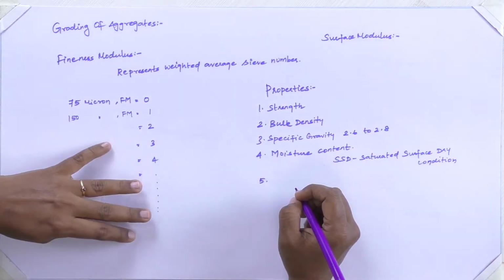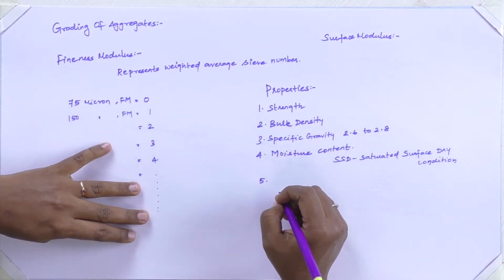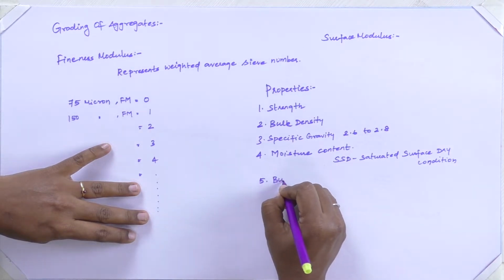The adsorption capacity of coarse aggregate will be in the range of 0.5 to 1% weight of aggregate, whereas for fine aggregate it will be around 10%. And another important property while discussing fine aggregate is bulking.